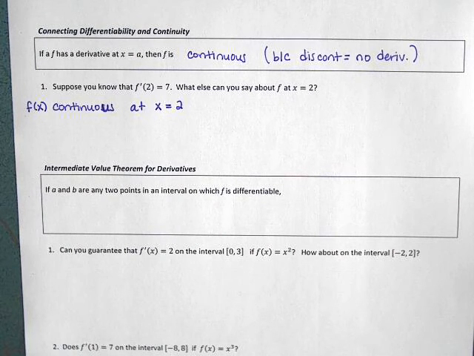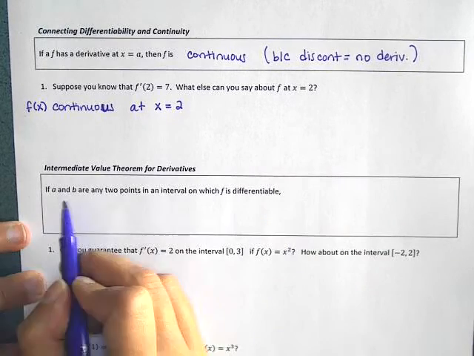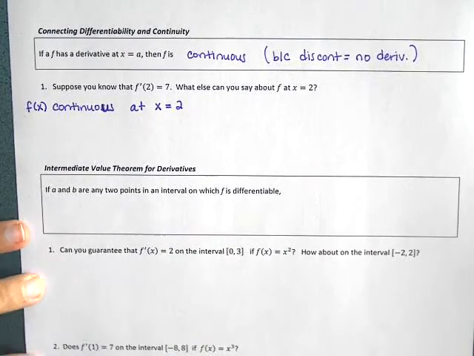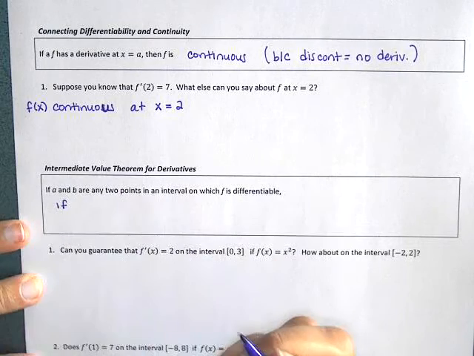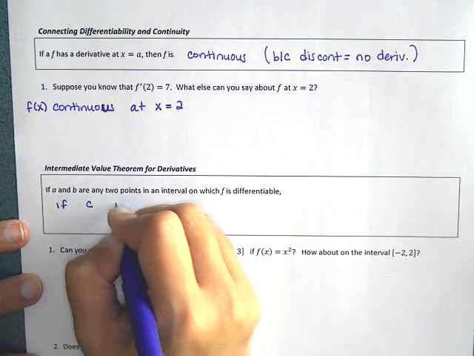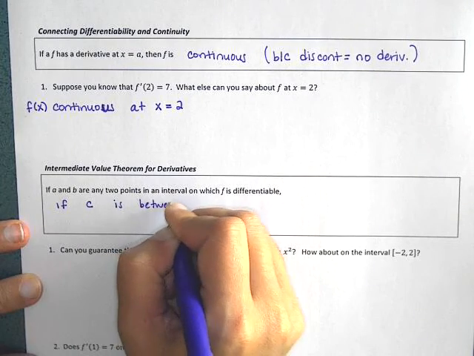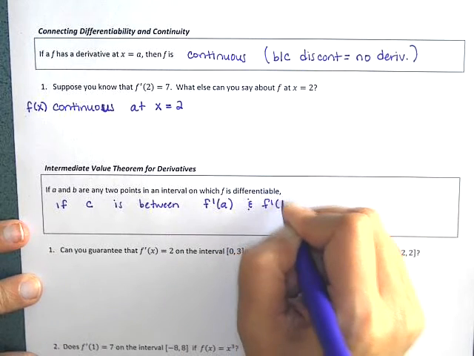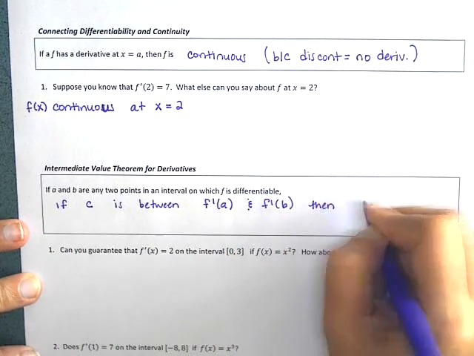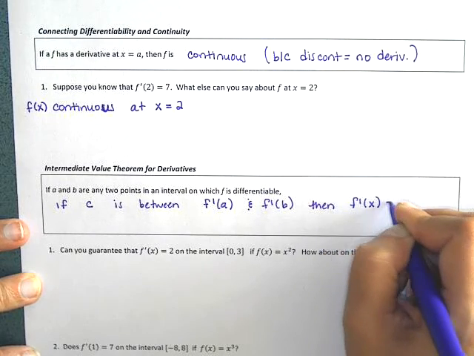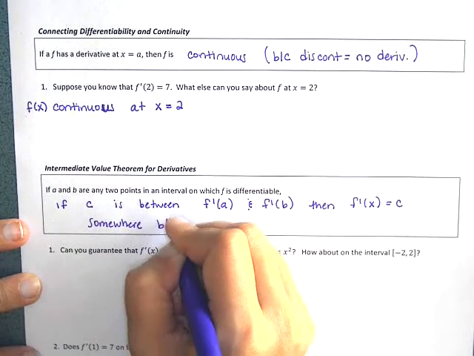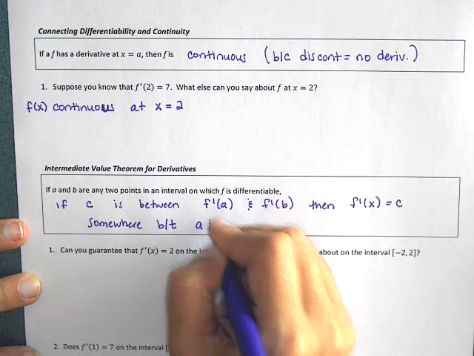We learned about the intermediate value theorem before. Turns out it still works. So, if there are any 2 points on an interval where we're differentiable the whole time, then we can say that if C is between f prime of the beginning and f prime of the end, then the derivative has to equal that number somewhere between A and B.